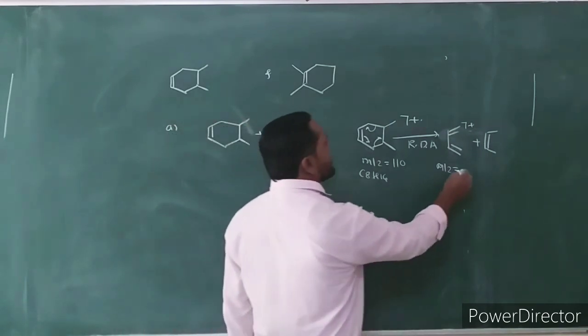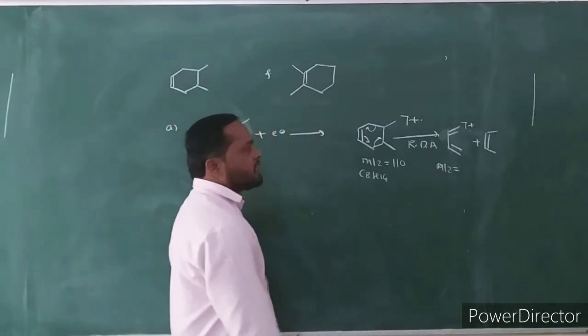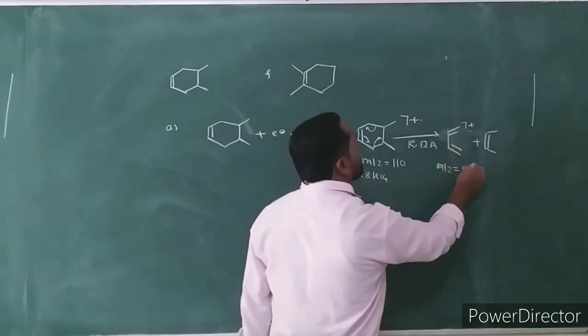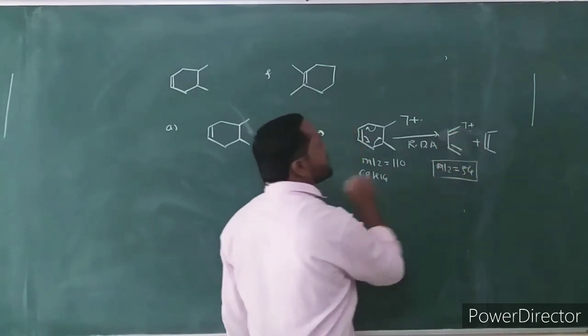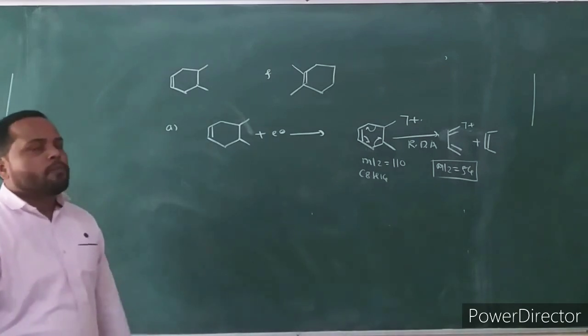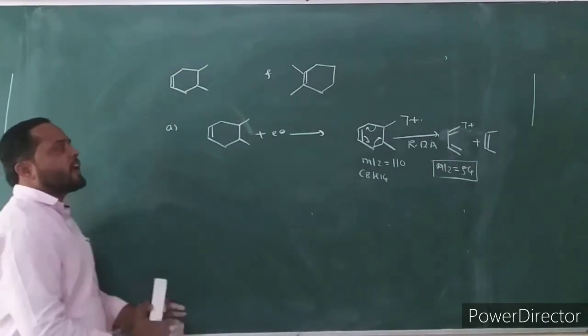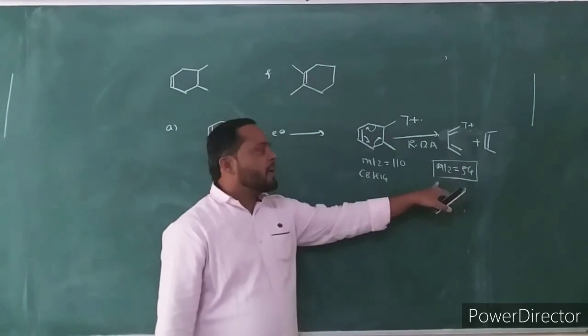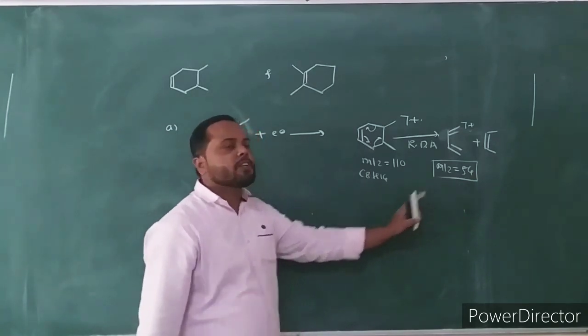The number of carbons is 4. 4 into 12 is 48. And number of hydrogens: 2 plus 2 is 4, 4 plus 6. This has mass to charge ratio 54. This retro-Diels-Alder fragmentation in the first compound first appears in the mass spectrum at mass to charge ratio 54.